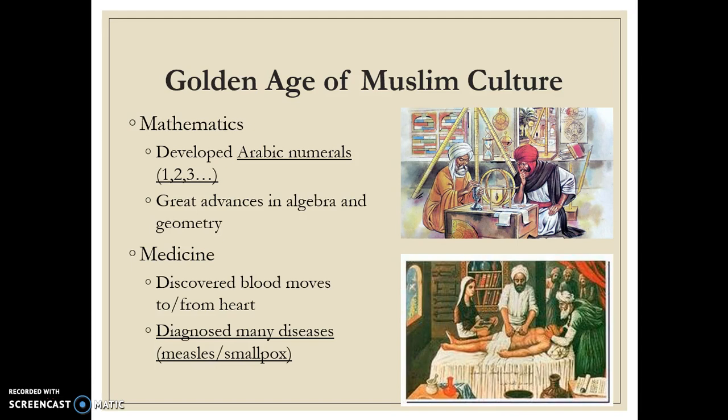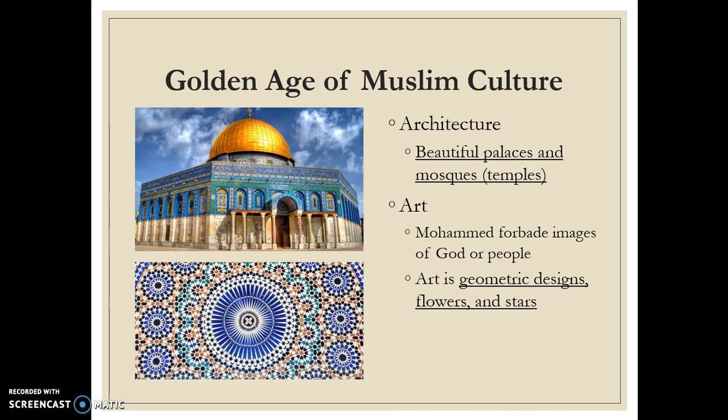Through medicine, they discover that blood moves to and from the heart, and they also diagnose a lot of diseases, including measles and smallpox. As far as architecture, some of the most beautiful architecture in the world comes from the Muslim world. They have beautiful palaces and temples and mosques, like the ones that you see here. And also, because Muhammad forbade that anyone draw or paint the image of God or people, their art is very abstract, and it has geometric designs, flowers, and stars. They don't necessarily produce images of any people.